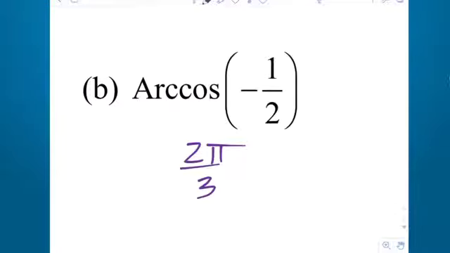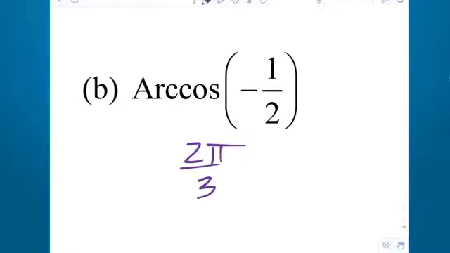Quadrant 3 is outside the PVR. It's too far away from the positive x-axis, that quadrant 3. So it's going to be in quadrant 2. And, of course, it's your pi thirds reference angle. So it's 2 pi thirds. The arc sine of negative 1/2 would be your quadrant 4 angle. It would be negative pi over 6.